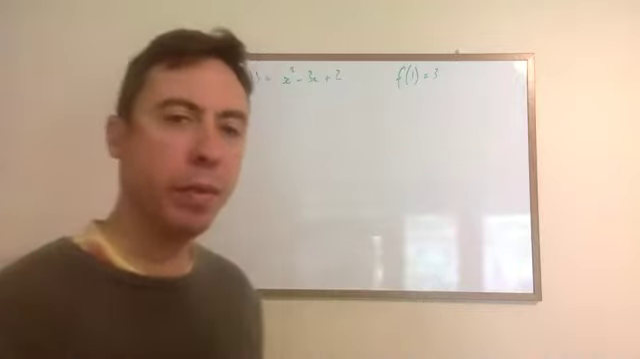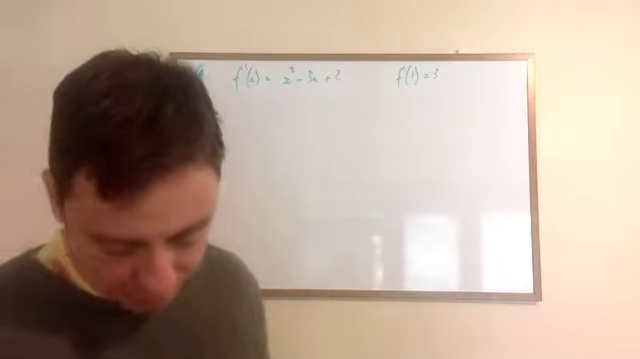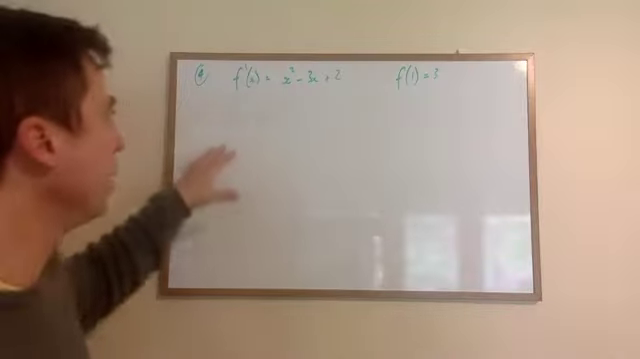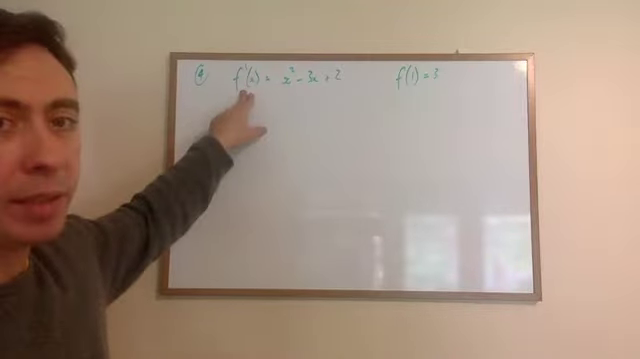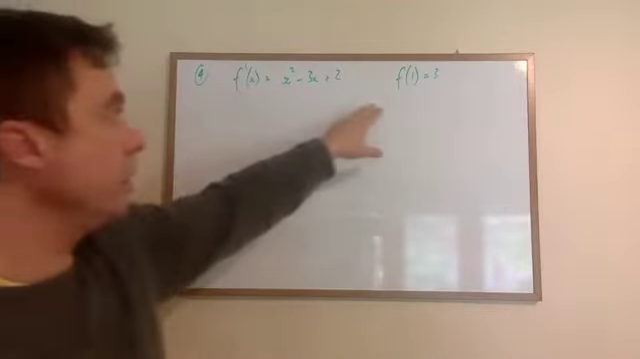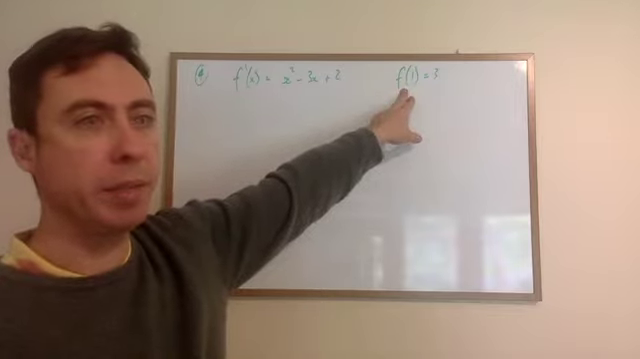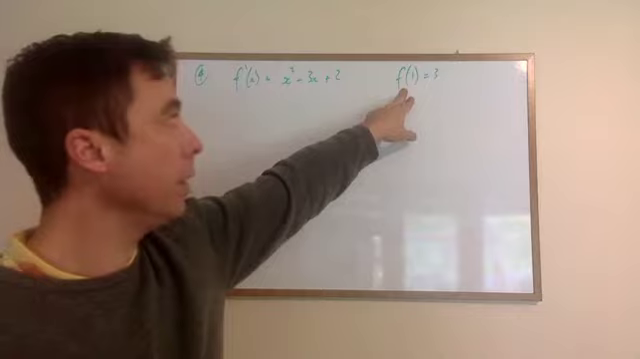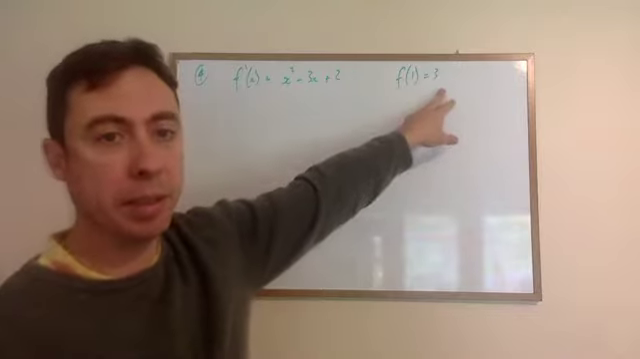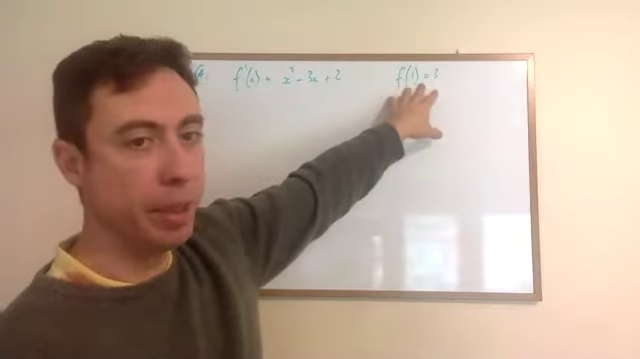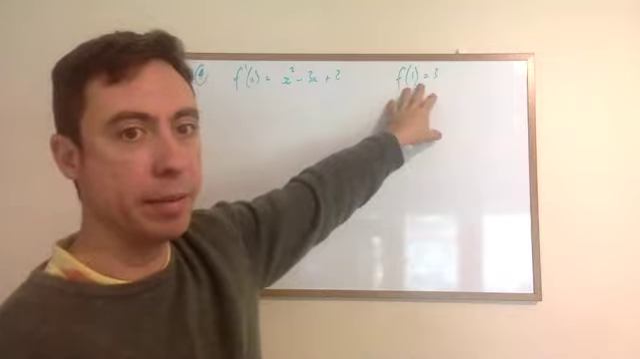Okay, question 4. We need to find f of x. They're giving us the derivative of f of x, and they also tell us the f of 1. So when we get our function, we know that f of 1 equals 3. I like this question. This information will help us work out what the c is, right?